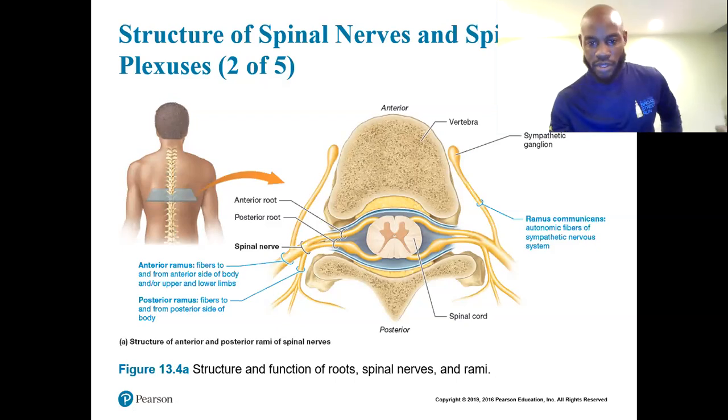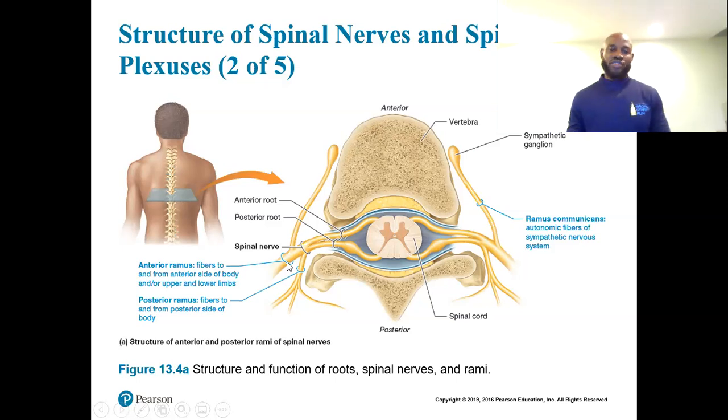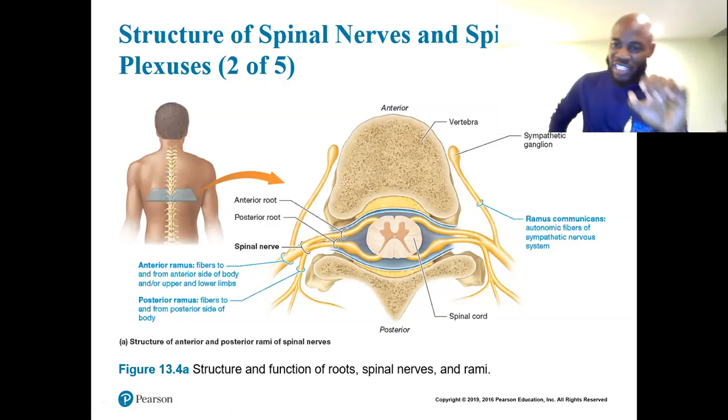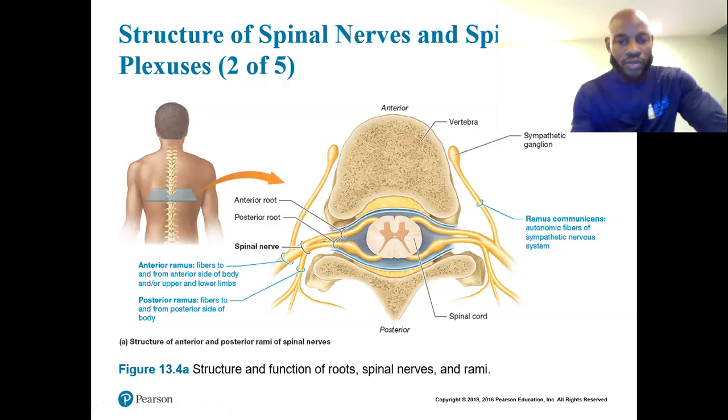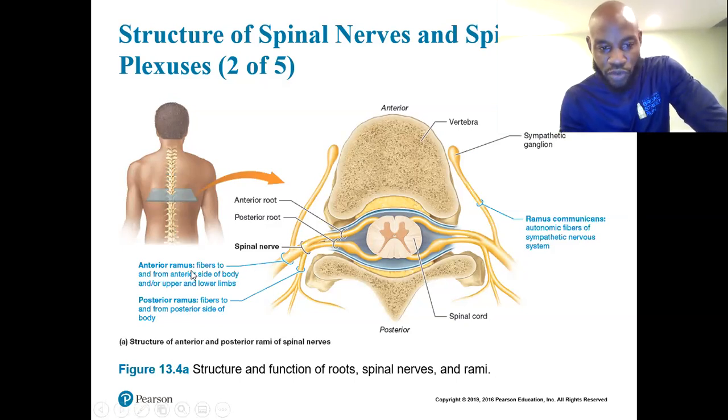Okay, so in here you have your actual spinal cord, right? Then we have the spinal nerves, which are coming off. There's a split. It has a posterior section and an anterior section, posterior, anterior, which combine. So anterior is your motor, posterior is your sensory. Here's your ganglion, where you have your cell bodies. They combine to make what we call the spinal nerve, right? So when it forms that spinal nerve, which is a collection of axons, you have what they call the anterior ramus, fibers to and from the anterior side of the body and or upper and lower limbs, okay? And then you have the posterior ramus, fibers to and from the posterior side of the body, right?